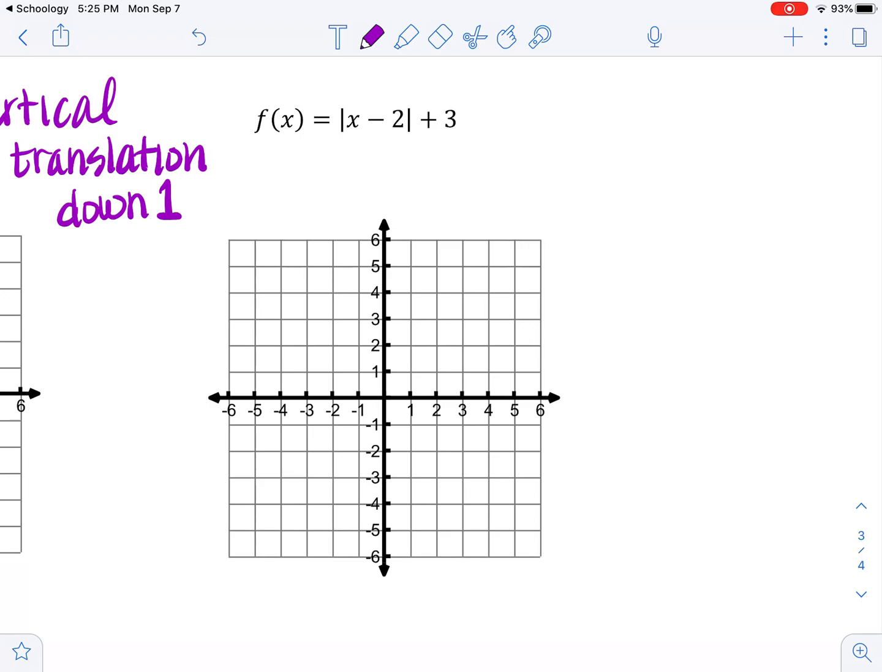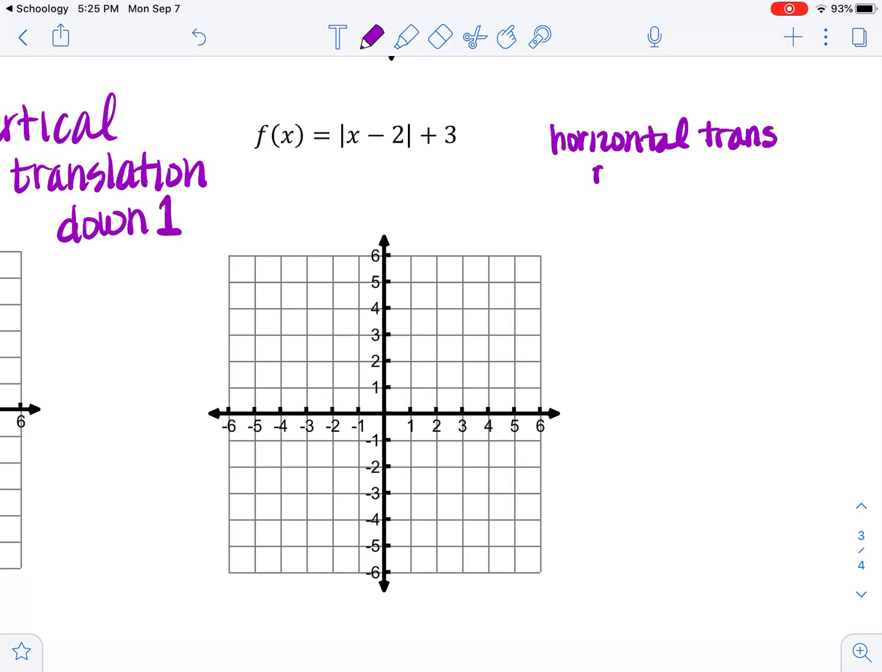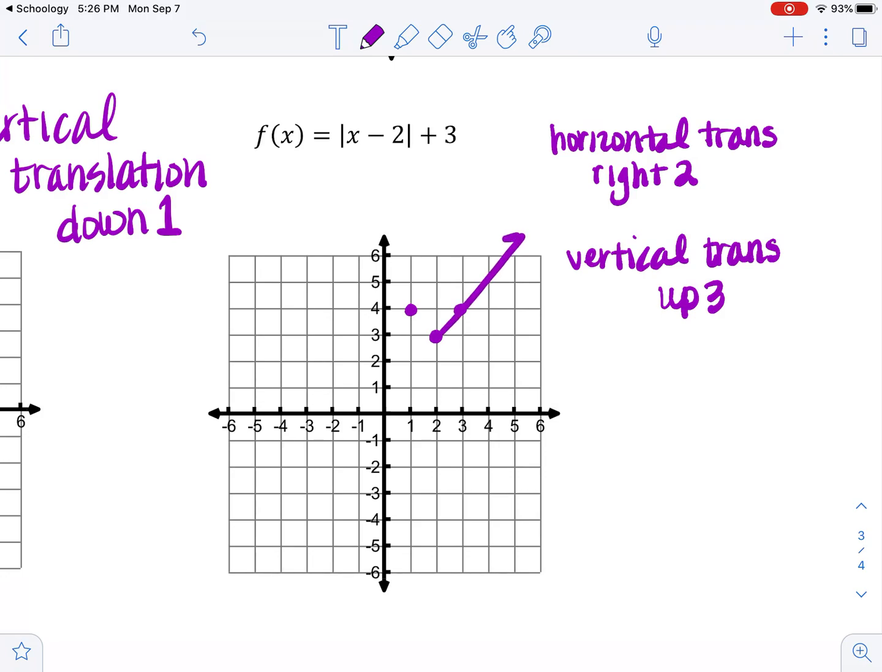All right, for this, you're going to say 2 things. So remember, to get full credit here, you would have to say there's a horizontal translation, right 2. And there's a vertical translation, up 3. So those 3 points, the first one being at 0, 0, it's now going to move right 2 and up 3. So right 2, up 3. And then I have those other 2 points. And there's my absolute value function.